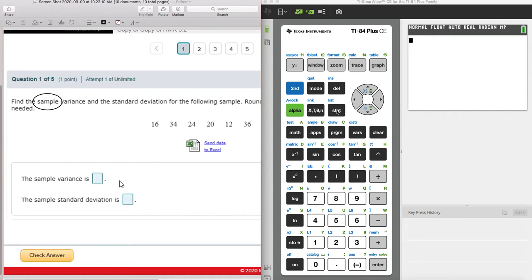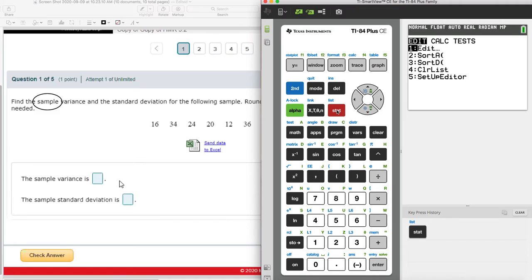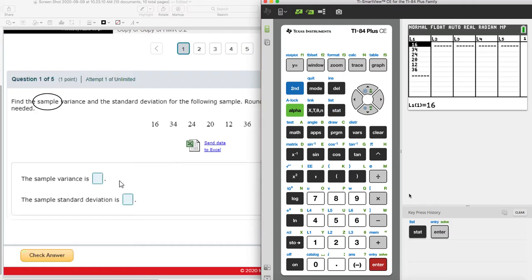So you're going to hit the stat button first, just like you did there, and then edit will already be highlighted, and so you'll hit enter, and you'll have your group of lists here. I've already put the numbers into here, but just as a quick reminder, if you have numbers in here from a previous problem, then when you get to this screen, arrow up one so that the L1 is highlighted, and then you hit the clear and the enter.